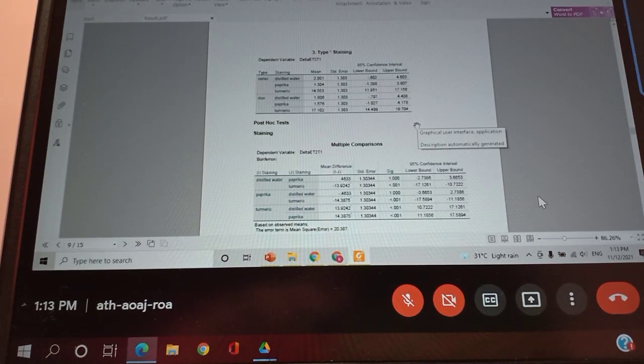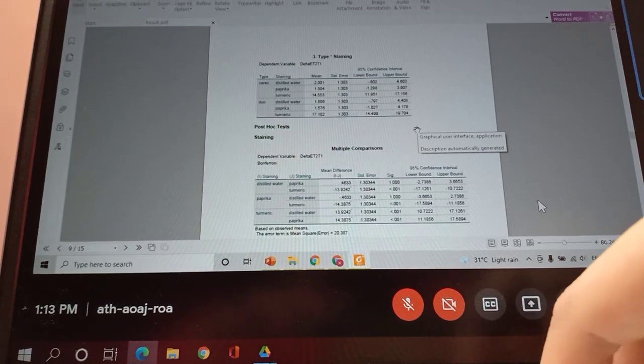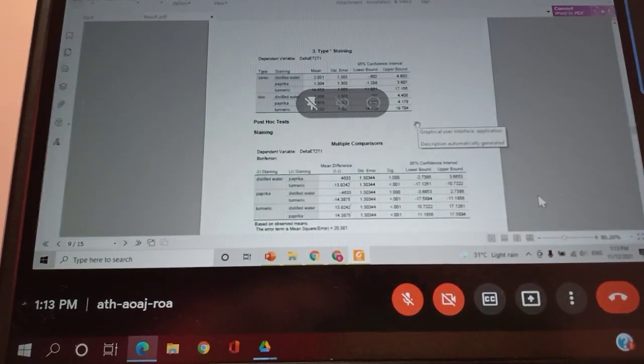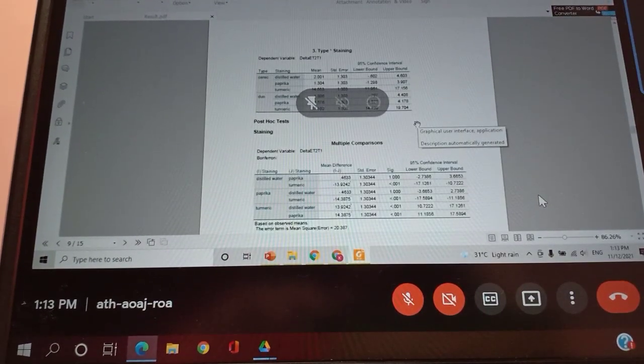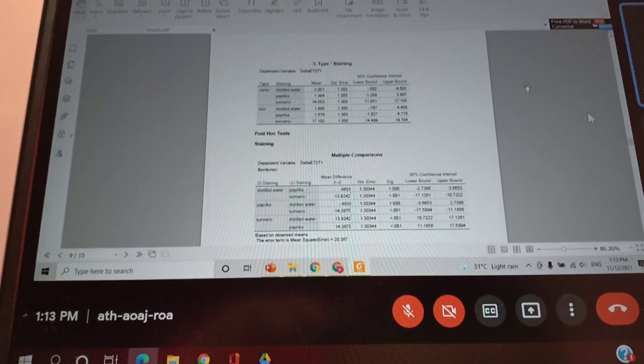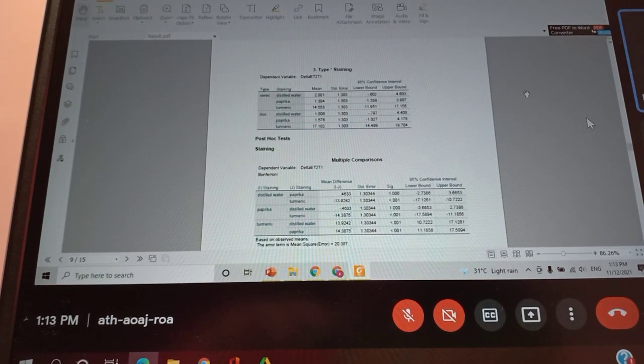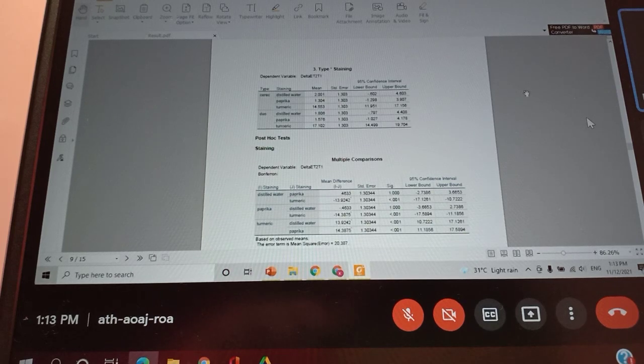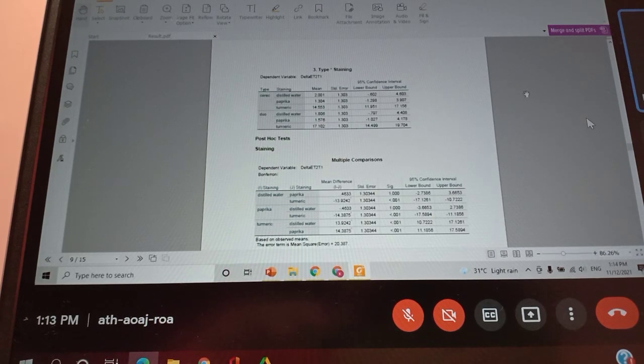So you see, in the multiple comparison, there is a significance for distilled water versus turmeric. But in your multiple comparison, it's not significant. I wonder why. Is it because of the low sample? No, I don't think so. It should not happen.